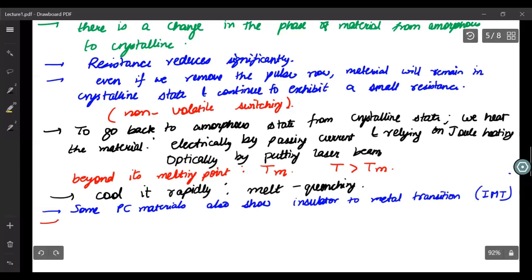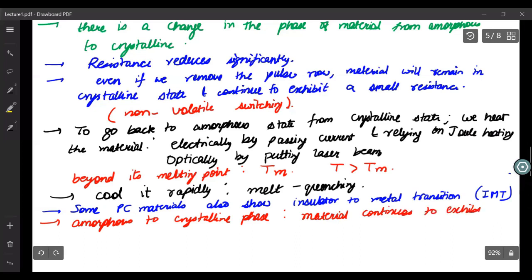What happens is, even when you change your phase change material from amorphous to crystalline phase, the material continues to exhibit a negative temperature coefficient of resistivity, which we usually call alpha, right? Alpha T minus T naught.